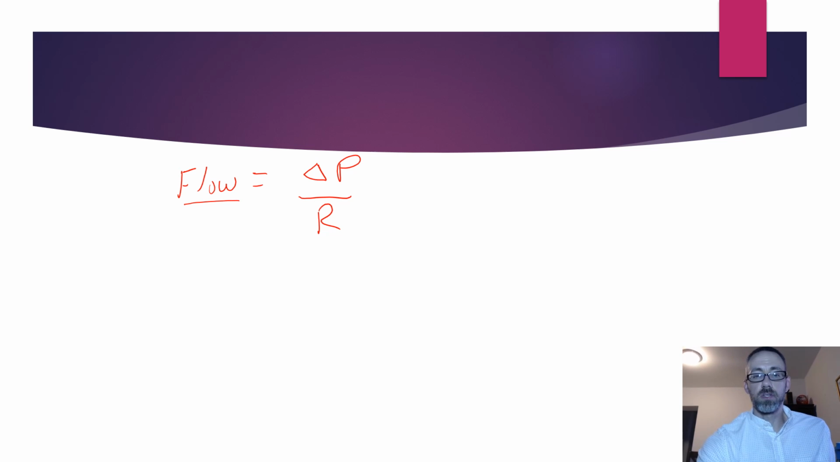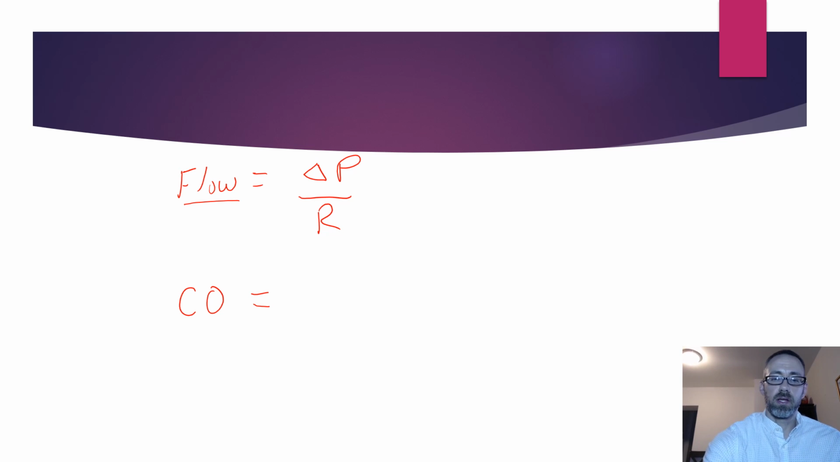This is what we refer to as Ohm's law. Flow is equal to the difference in pressure over the resistance. Now, if I take this law of blood flow and change it a little bit, flow, as I mentioned before, is the same thing as cardiac output. It's a measure of volume over time. So I'm just going to substitute flow with cardiac output. And with delta P, I'm going to put that in the context of our systemic circulation, the difference in pressure from the arterial side to the venous side.